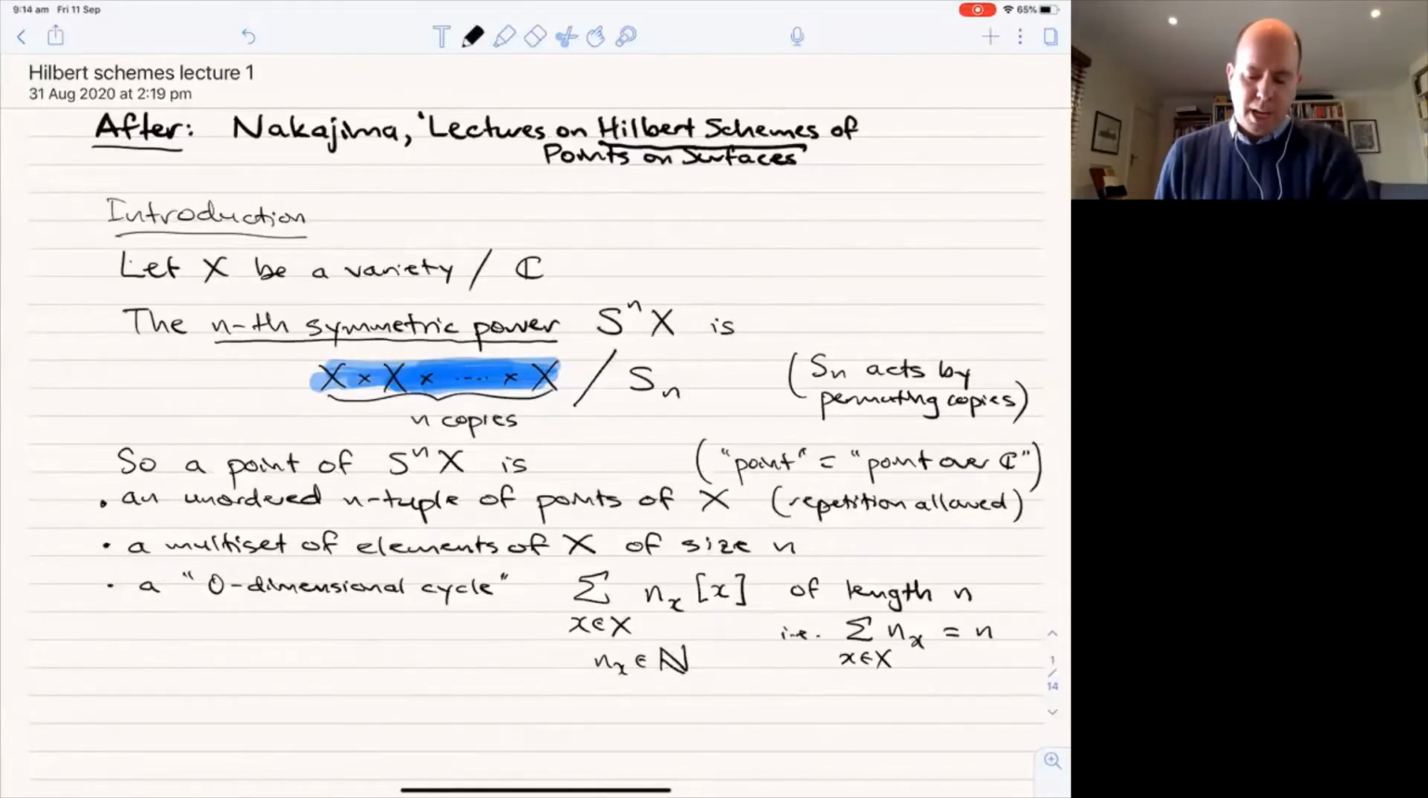Okay, so in summary, a point in the nth symmetric power is a collection of n elements of X, except that you allow repetition. But it's different from just the ordinary Cartesian power because you don't care about order. So effectively, you just have a formal sum of points of X.